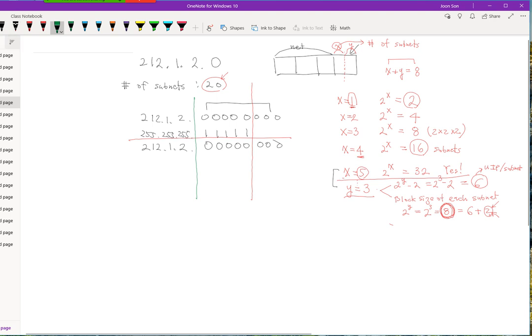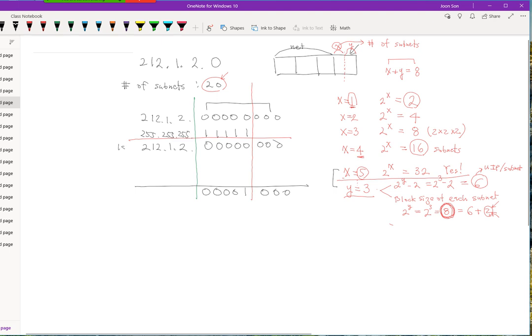My second subnet is going to be somewhere here, right? After this, my second subnet is what? 0, 0, 0, 0, 1, right? And then it's going to be 0, 0, 0. So I'm asking you, if you look at the problem, the problem said: what is the network address of the second subnet?